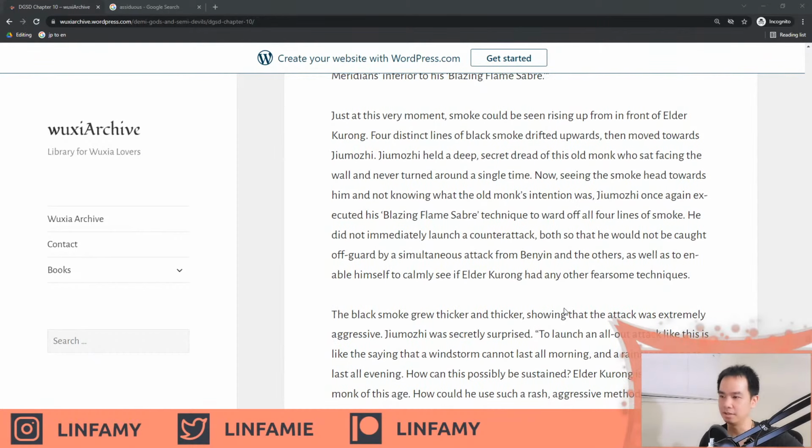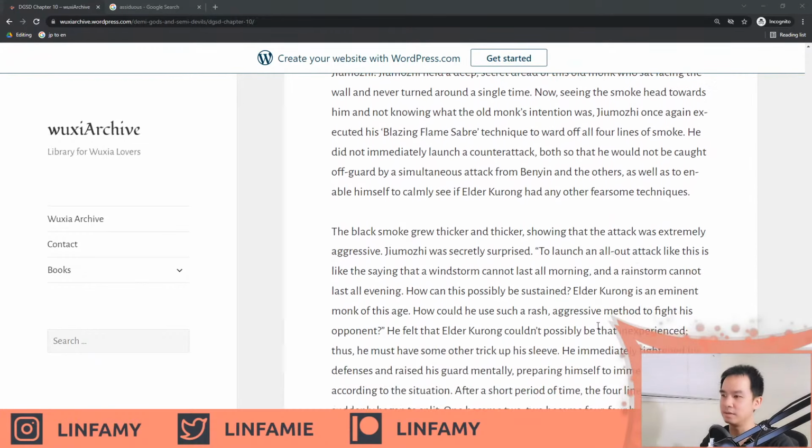He did not immediately launch a counterattack, both so that he could not be caught off guard by a simultaneous attack from Bunyin and the others, as well as to enable himself to calmly see if Elder Kurong had any other fearsome technique. The black smoke grew thicker and thicker, showing that the attack was extremely aggressive. Jiumozu was secretly surprised. To launch an all-out attack like this is like saying that a windstorm cannot last all morning, and a rainstorm cannot last all evening. How can this possibly be sustained?